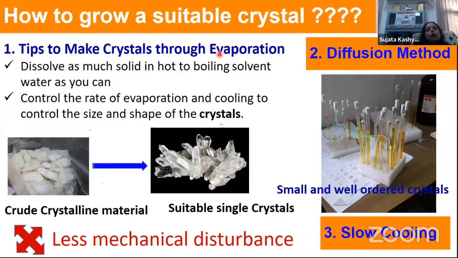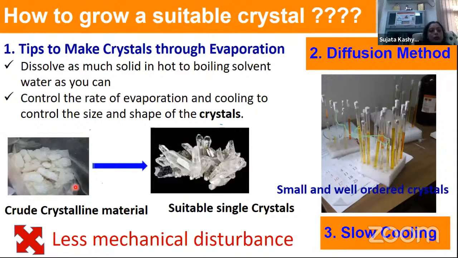Because we want to control the rate of the reaction. If we are not able to control the rate of the reaction, we will not get a suitable crystal, because otherwise we cannot control the size and the shape of the crystal. Therefore, in this process, it is very necessary to control the rate of the evaporation. What happens if we are not able to control the rate? Then we will end up with a crude crystalline material.